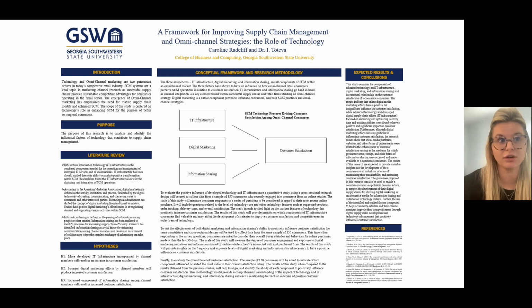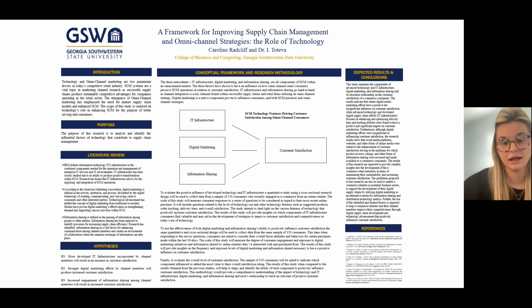Given the emergence of omni-channel marketing, it has really emphasized the need for more mature supply chain models and enhanced supply chain management. So the scope of this study is centered on technology's role in enhancing supply chain management for the purpose of better serving end consumers. So again, the purpose of this research is to analyze and identify the influential factors of technology that contribute to supply chain management.